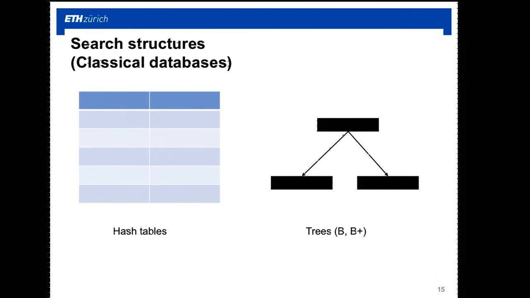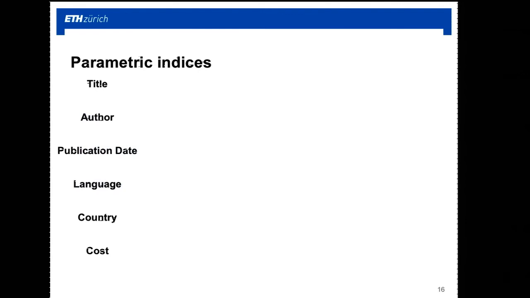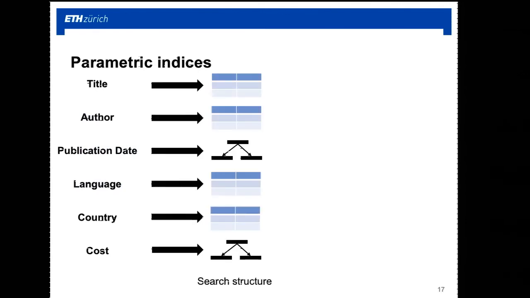Okay, so we have these two classical search structures that you probably are familiar with from this and other lectures. So the idea is very simple. Now we are going to have some indices associated with the parameters. Sometimes we can even have indices that mix compound keys and so on, but this is the idea. So for the title and author, for example, we could have a hash table. For the publication dates, which supports ranges, we could have a B plus tree. Then language, countries, and costs, which also is an integer, maybe a B plus tree makes sense. Right? So this is how we could solve the problem.